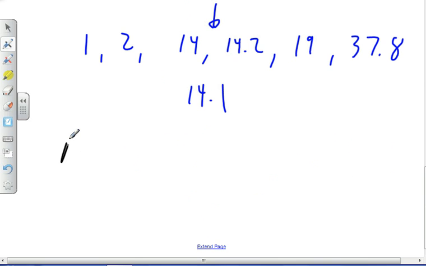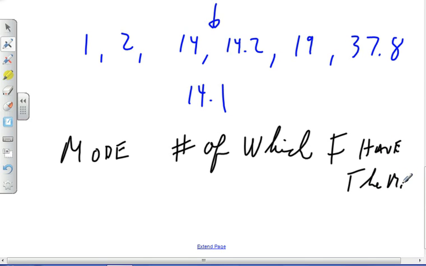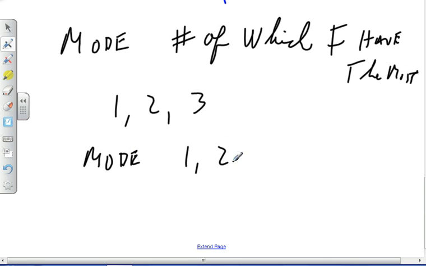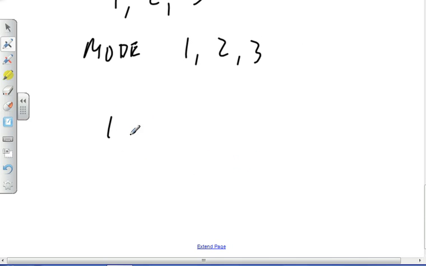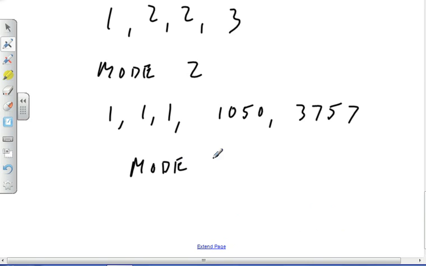And for our last guy, we have the mode. And the mode is the number of which I have the most. And I could have more than one mode. So if my data set is 1, 2, 3, then my modes are 1, 2, and 3. Each of them has one. But if my data set was 1, 2, 2, 3, then my mode would be 2 because I have 2 of them. If my data set was 1, 1, 1, 1050, 3075, then my mode would be 1 because that's the one I have the most of. I have more 1s than anybody else.